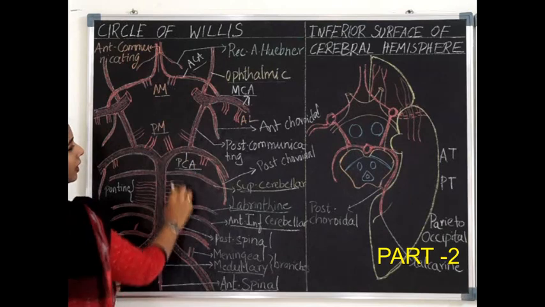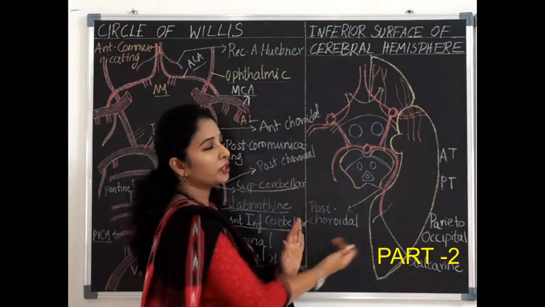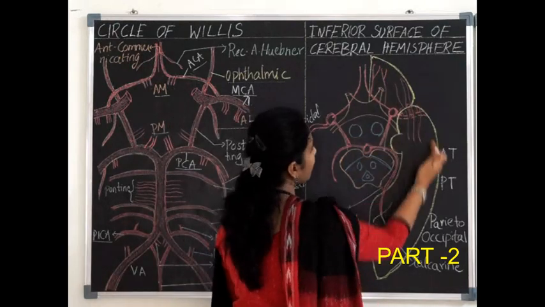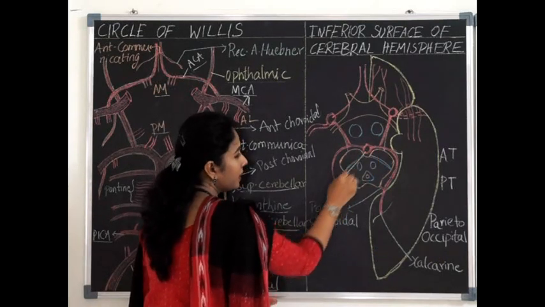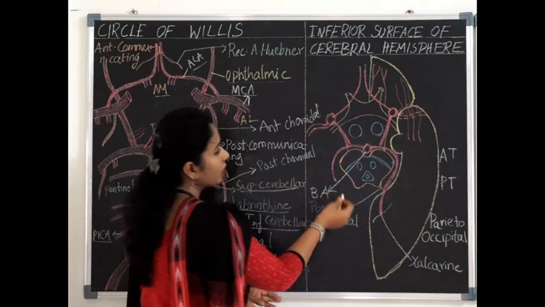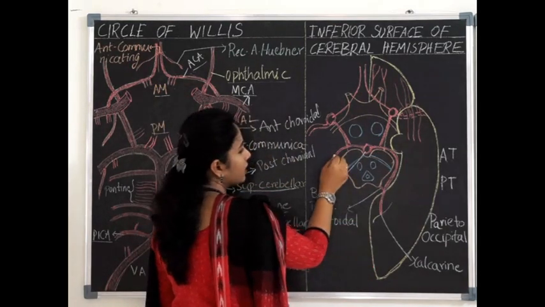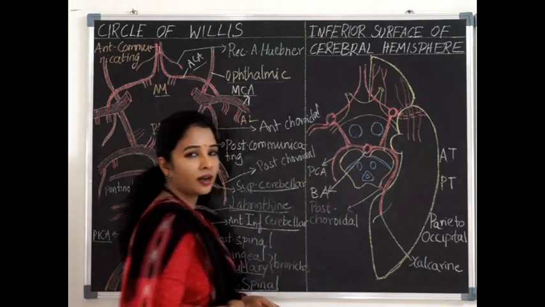So here we can see the base of the brain showing the part of the cerebral hemisphere. The inferior surface of the cerebral hemisphere is seen here where the basilar artery is present in the basilar groove. Terminally it is dividing into two branches which are called right and left posterior cerebral arteries.